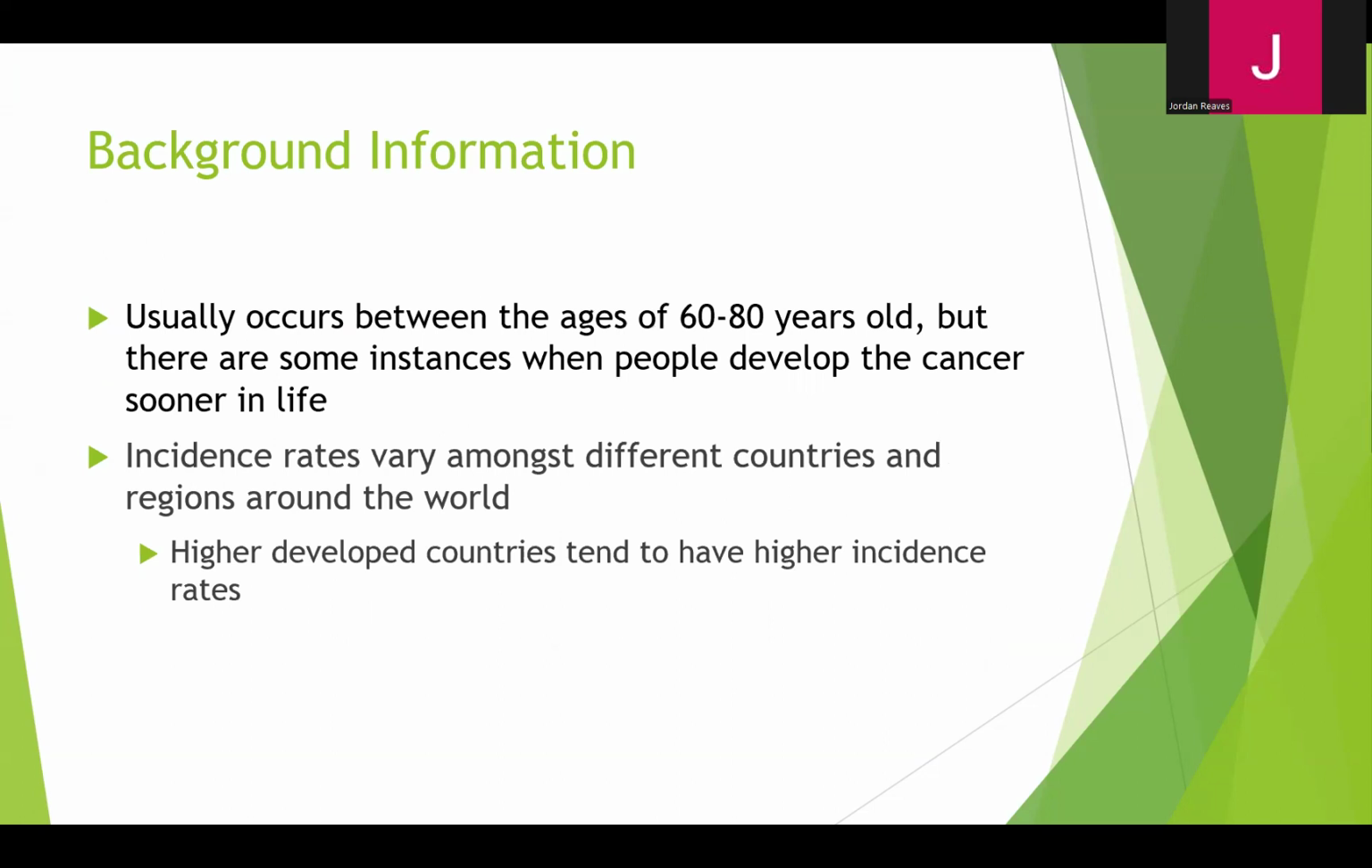They usually occur between the ages of 60 to 80 years old, but there are some instances when people develop cancer much sooner in life. So if they have several of the risk factors a lot earlier in life, then they can develop the disease a lot sooner than this age range.